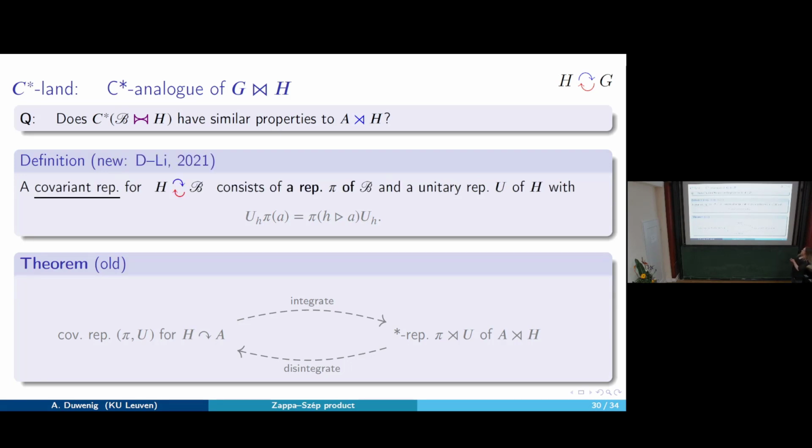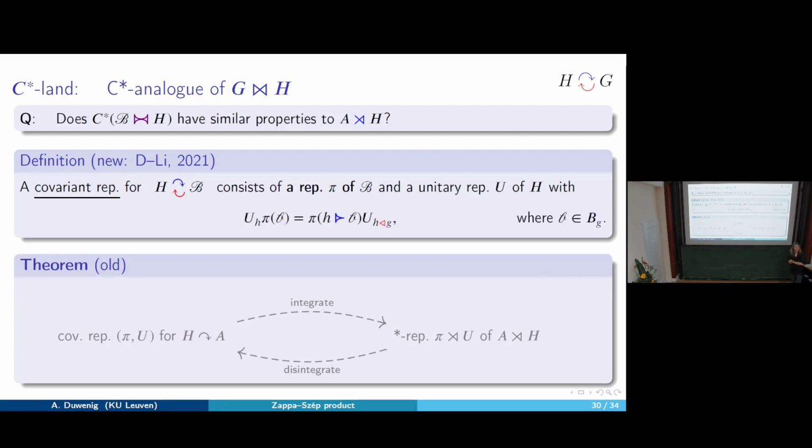So the new definition is a covariant representation of a system where H acts compatibly on a Fell bundle consists of a representation of the Fell bundle and a unitary representation of my group, such that, yeah, okay, originally I had to pay one price, this time I have to pay two prices, right? So everything just becomes symmetric. That's the main thing that happens with the Zappa-Szép product. So not only does my H act on B, but also the fiber that B lives over acts on H.